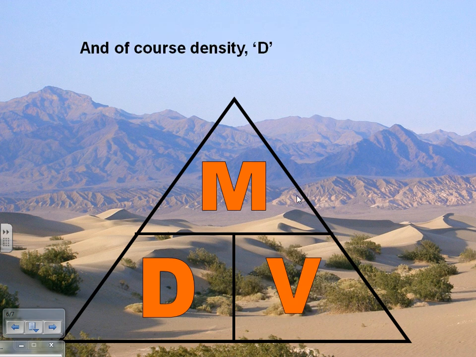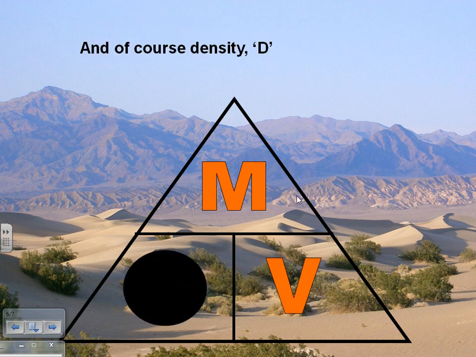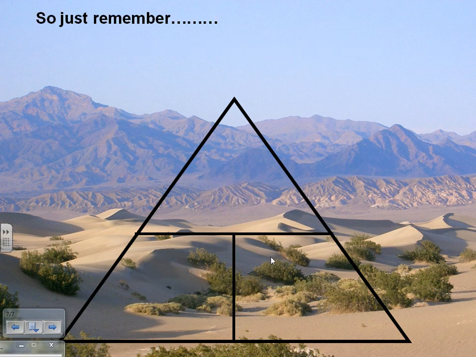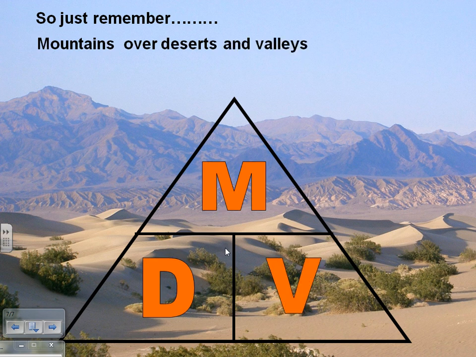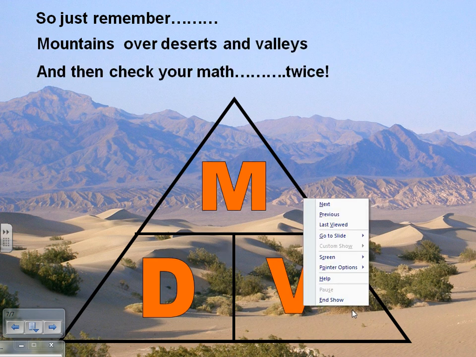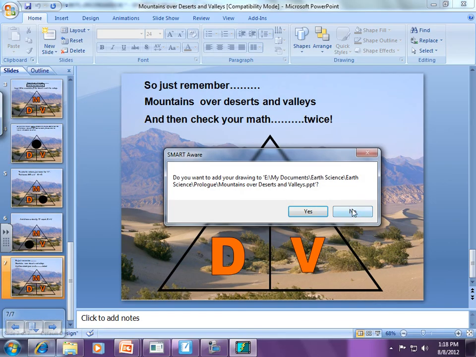And of course, we know the equation for density, but if you cover up the D, you're left with mass over volume, and therefore we have mass divided by volume. So just remember, mountains over deserts and valleys. Check your math, check it twice. Alright, let's try one out. We'll do the first one together.